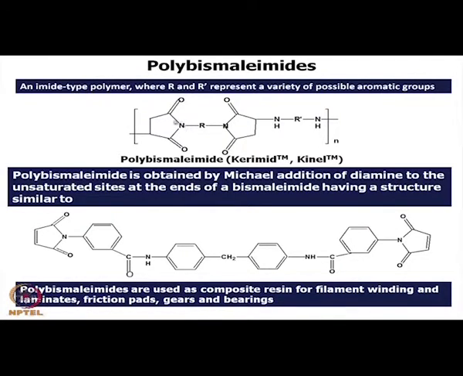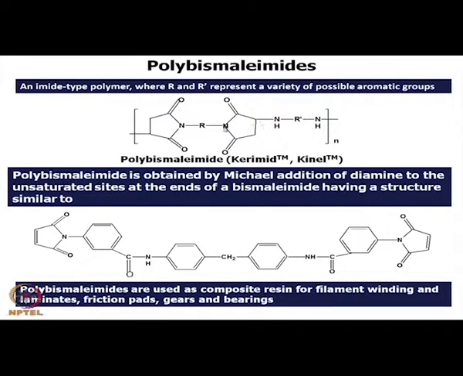Here there is no phenyl ring, but when one water molecule of maleic acid is removed, it forms an anhydride. That maleic anhydride can react with a diamine to form an imide, keeping this structure. So, this type of polybismaleimide, the commercial polymer trade name is Kerimid or Kinel.